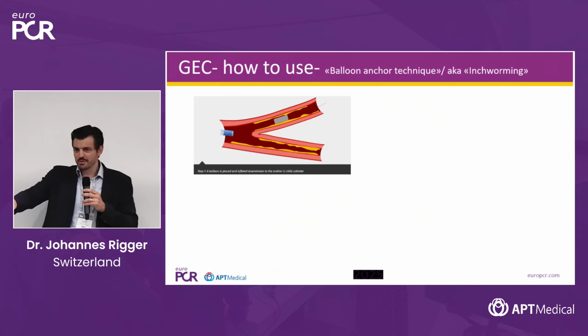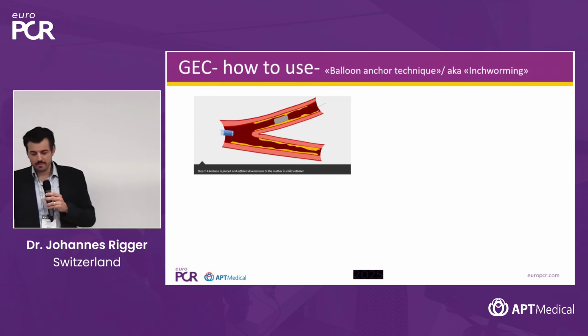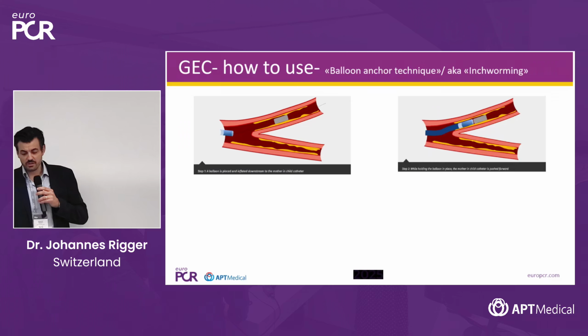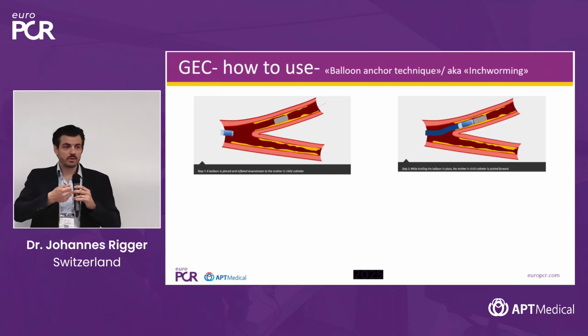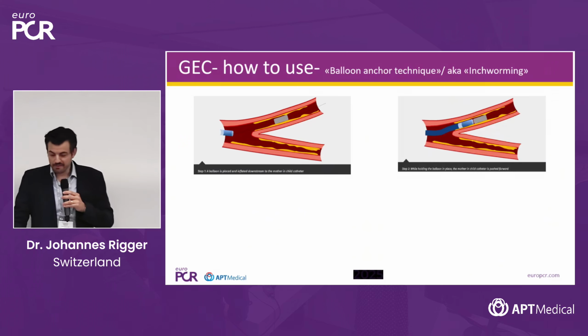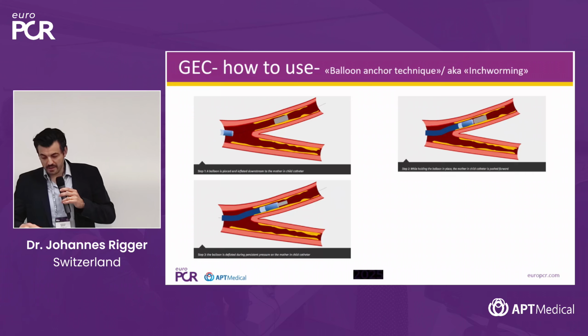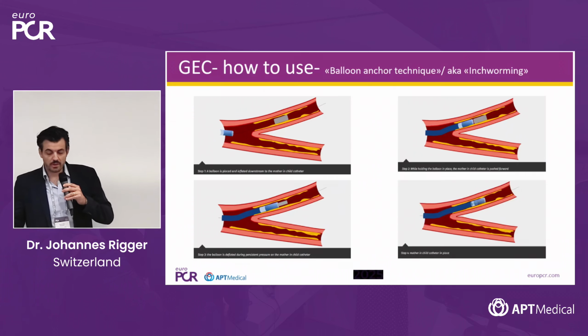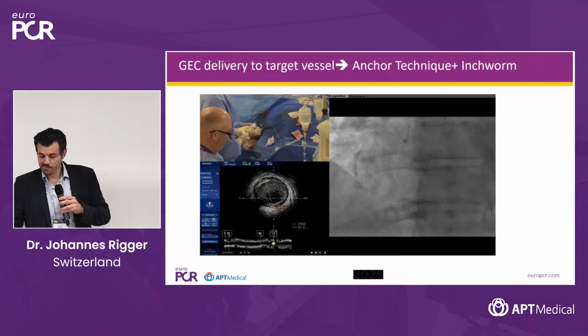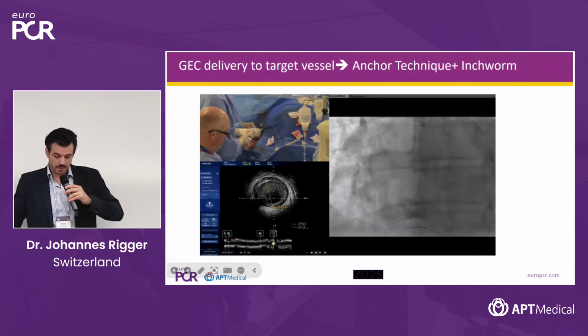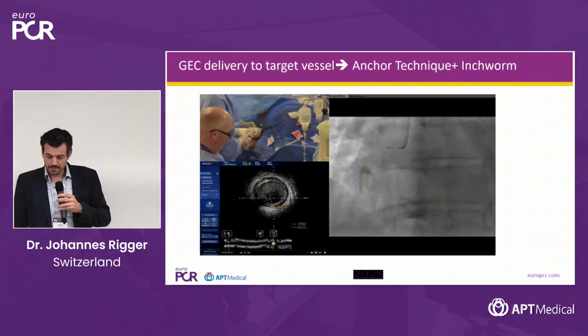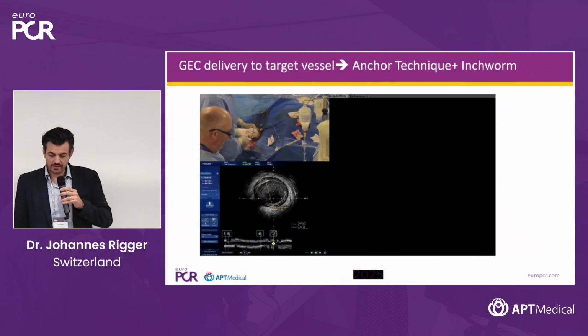But use a balloon, put it into the lesion, inflate it, push the guide extension catheter forward until it reaches the edge of the balloon, deflate it, and eventually the guide extension catheter invaginates the balloon, and you're in the place of interest. Here, a case example. You see, the microcatheter is coming in.